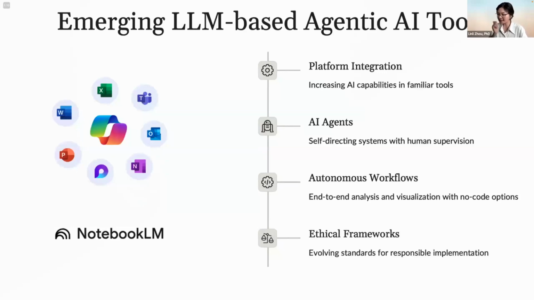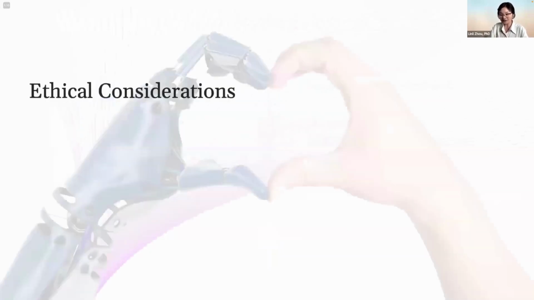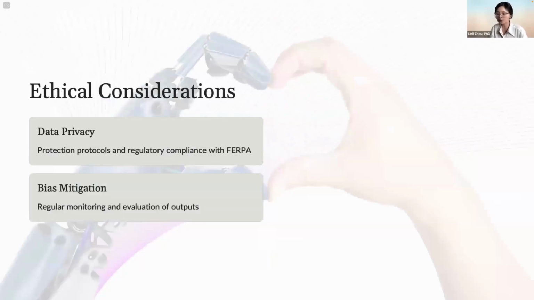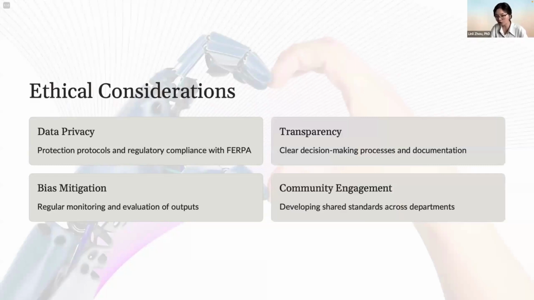Finally, we must consider ethical frameworks and develop institutional standards for responsible LLM implementation. Consider data privacy and protocol regulations, with FERPA-protected student data, for example. Monitor output for bias, because large language models are trained on representative data, but how about unrepresented groups? So we need to monitor the bias and evaluate the output. Transparency matters also, and so does community engagement for building ethical practices and implementations with LLMs.